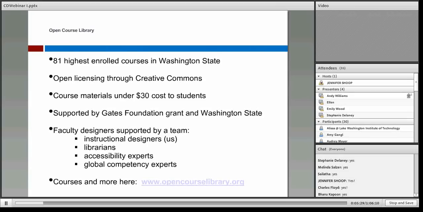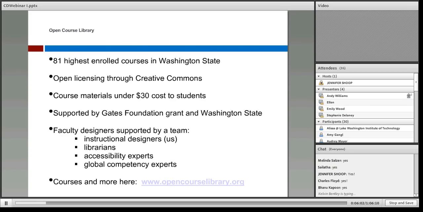Open Course Library started a couple of years ago with seed money from the Gates Foundation and from the Washington State Legislature, with the goal of producing open courses that covered the highest demanded courses in the state. The stipulations were that faculty developers could use course materials that couldn't cost students more than $30 per course, as well as courses that met quality standards.